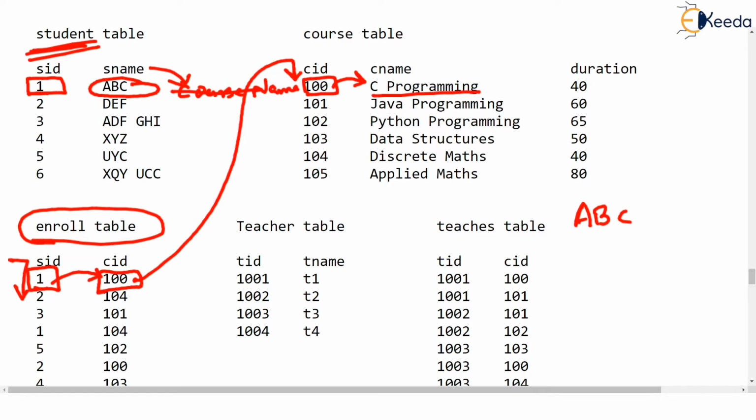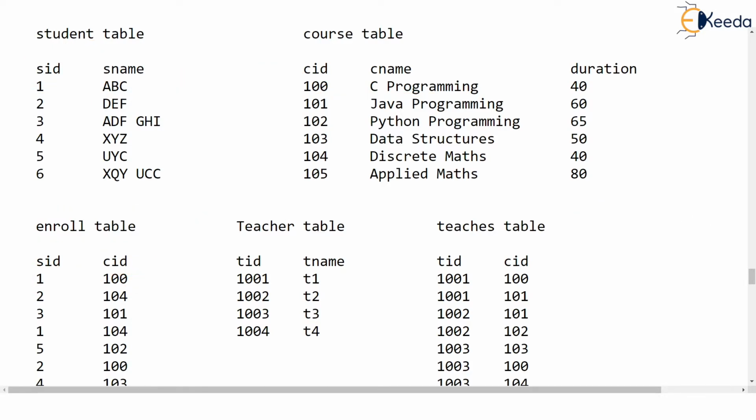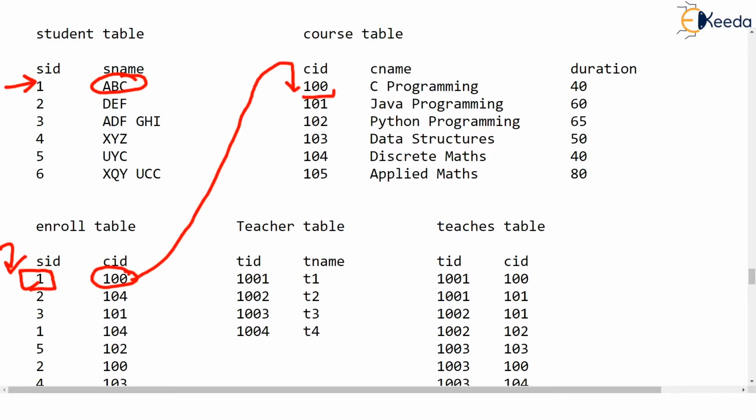And indeed this person named ABC has enrolled for course C programming. Come again, just check this. Student number 1, if you see, name is ABC. Student number 1 here in the enroll table has enrolled for course 100. Course 100 is found over here in the course table, and the course is C programming.